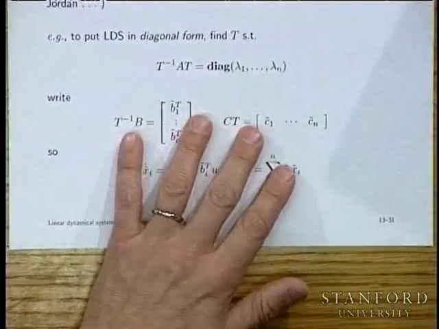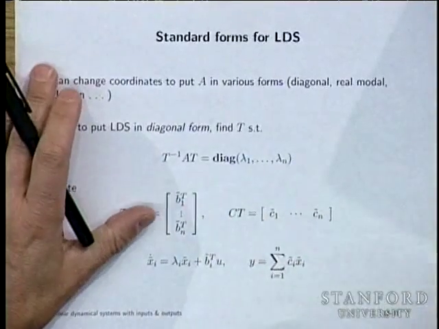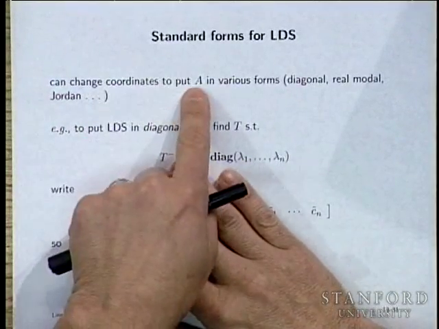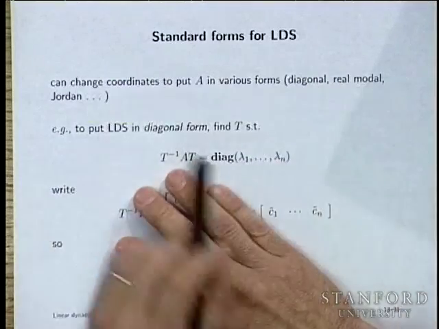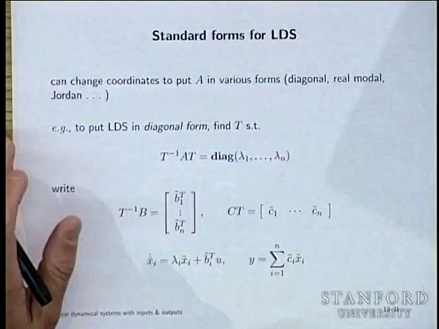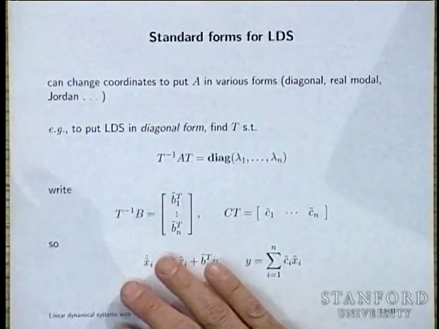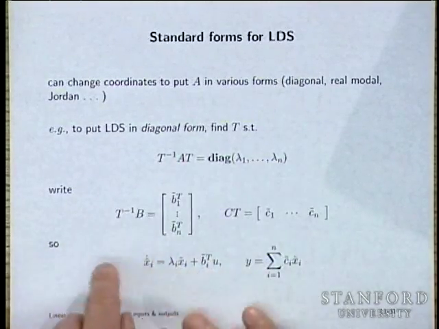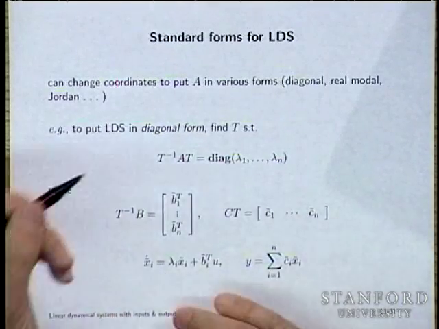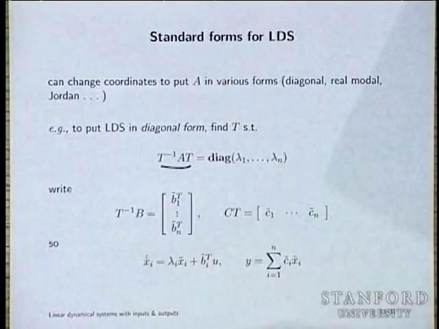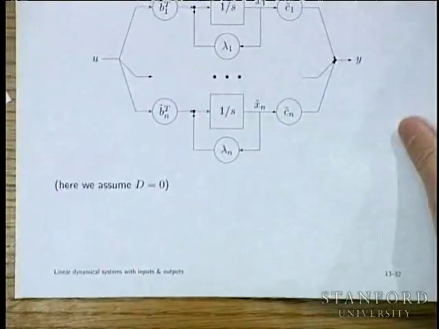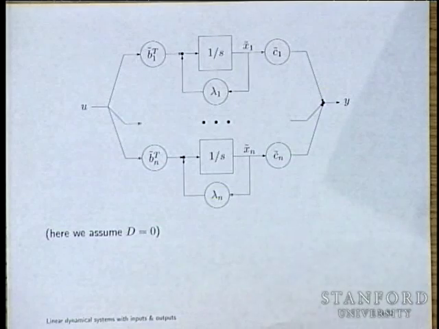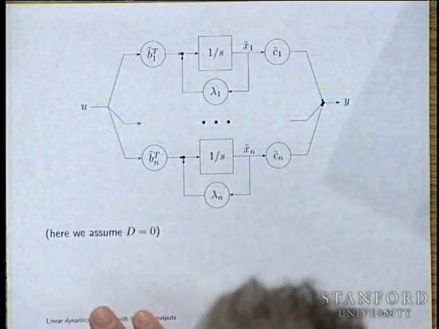This allows you to have ideas like standard forms for linear dynamical systems. So you can change coordinates to put A in various forms. Like you can put it in diagonal, real modal, Jordan. I'll say a little bit about the use of this. It actually has a huge use, which I'll say about in a minute. So here, if you put it in certain forms, then you get very interesting block diagrams. Because, for example, if A is diagonalized, you get something like this. And that is the so-called diagonal form of a linear dynamical system. That's the diagonal form, just as an example.